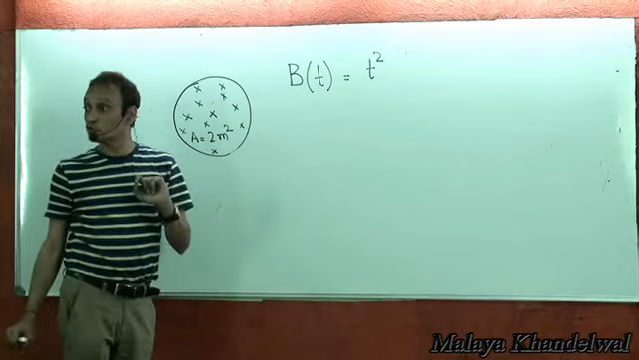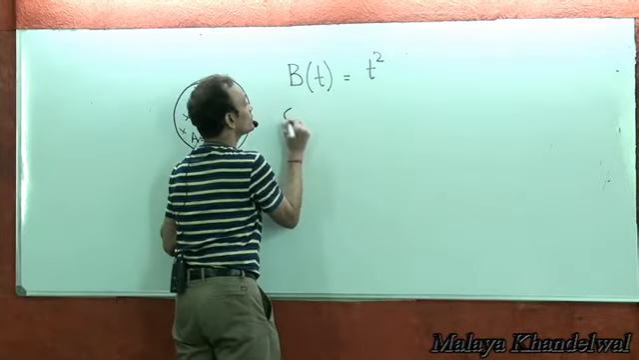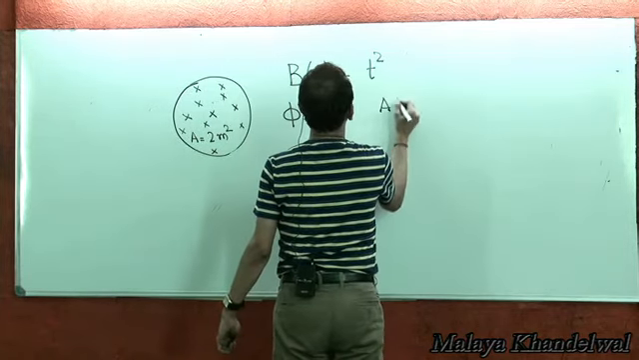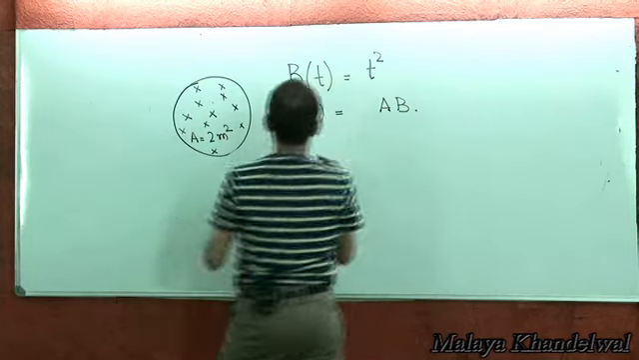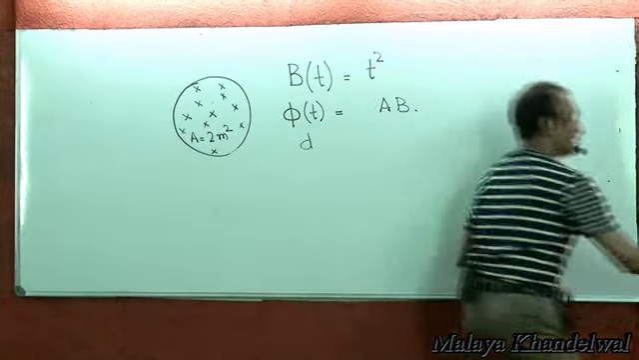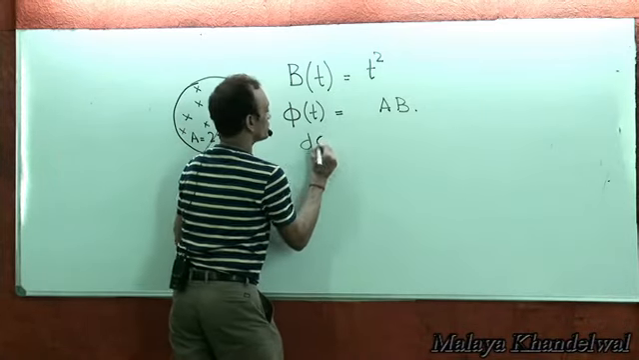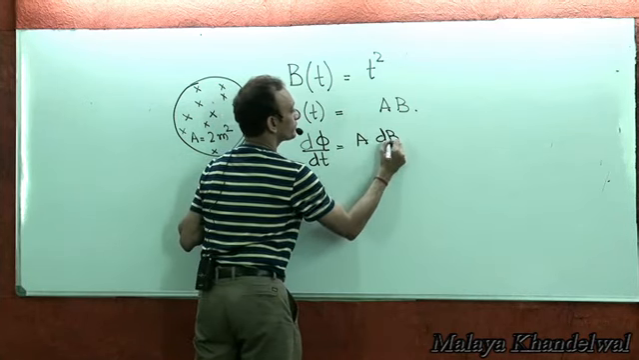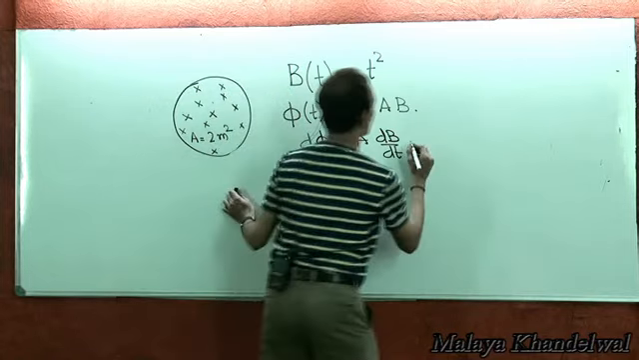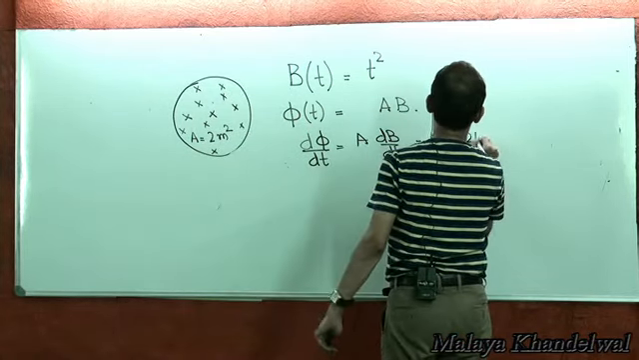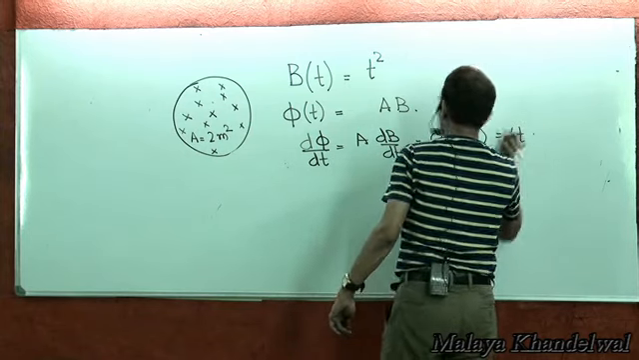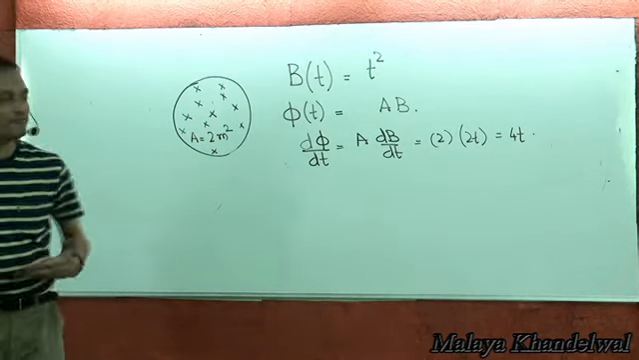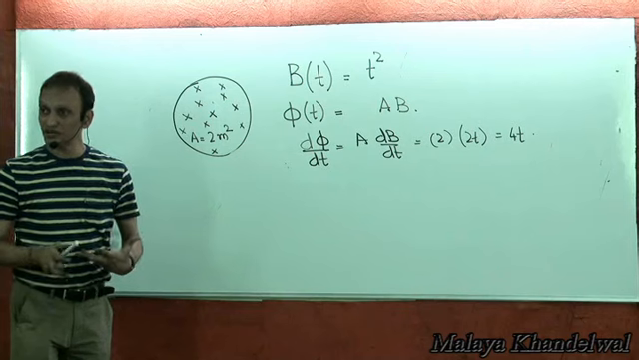So the flux associated with the loop will change with time. What's the flux associated with the loop? Flux at any given instant of time is going to be A into B. A is constant. So the rate of change of flux with time is going to be A into dB dt. A is 2, dB dt is 2t. So 4t. So the EMF would be a function of time, a variable EMF, 4t volts is generated.